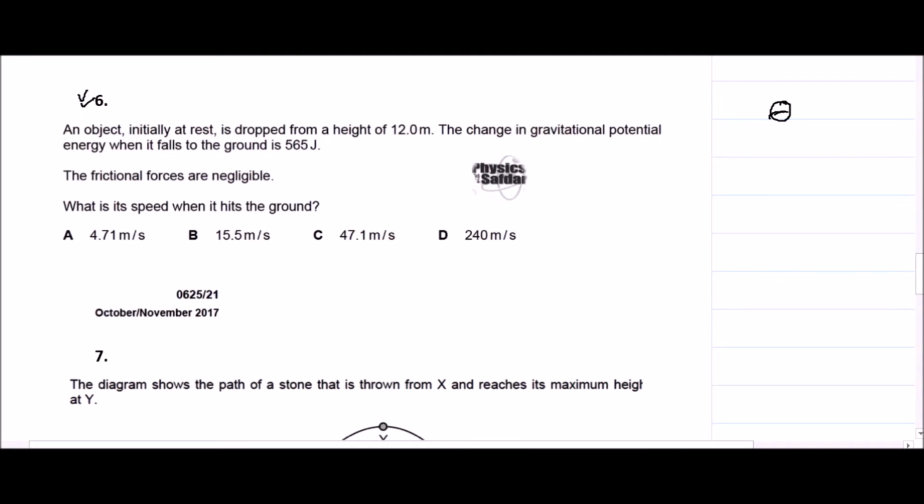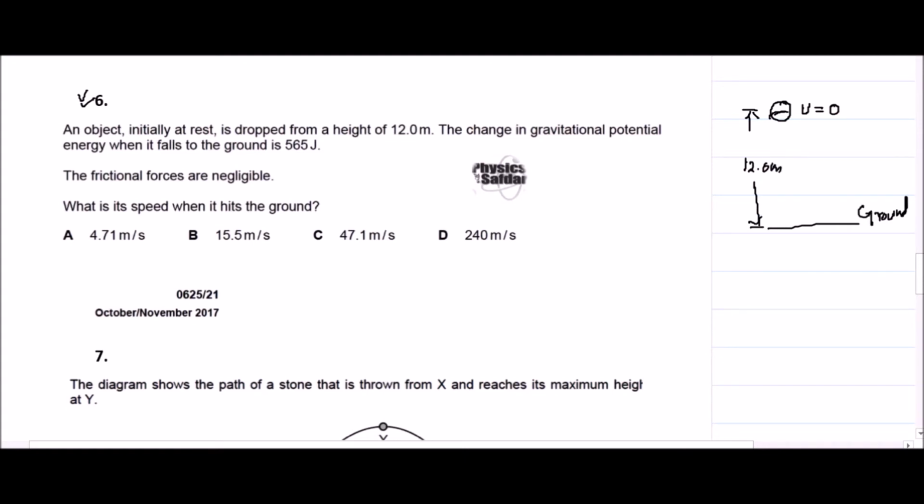It's a ball, and this is the ground level. Initially it was at rest, meaning its initial velocity is 0, and the height from this point to the ground is 12.0 meter.